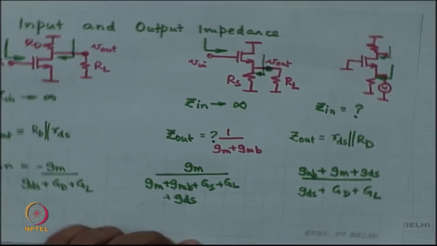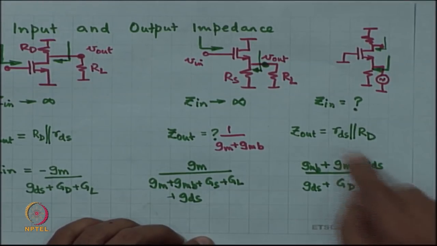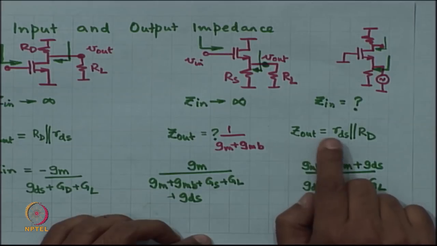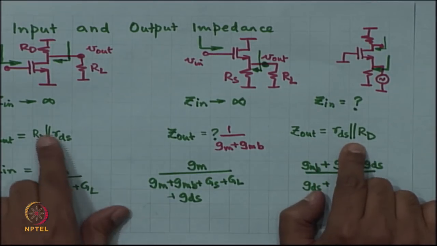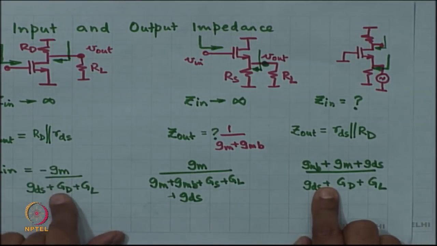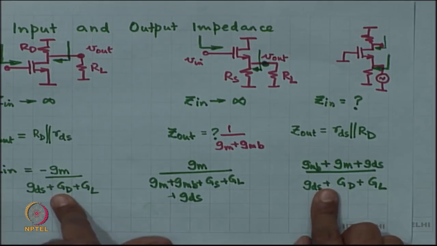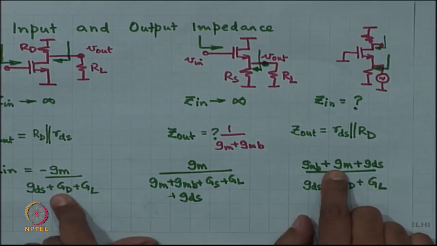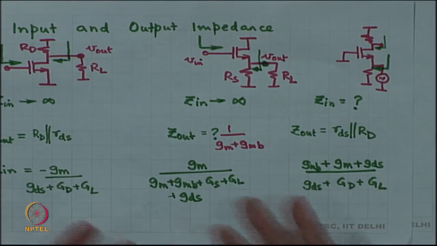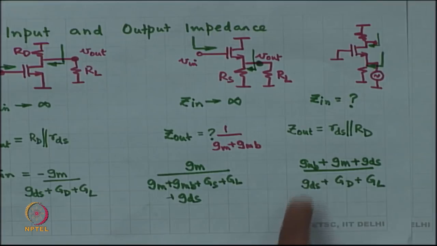Then the third structure, the common gate amplifier, here the input impedance is low, the output impedance is the same as that of the common source amplifier. The gain is a little more than that of the common source amplifier. It is similar, right. Here the dominating term is GM, right. So, GMB and GDS are much smaller than GM, which means that it is of the same order, right. It is slightly larger, just that it is positive.